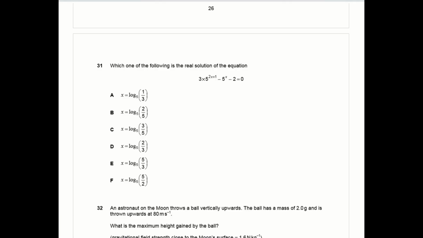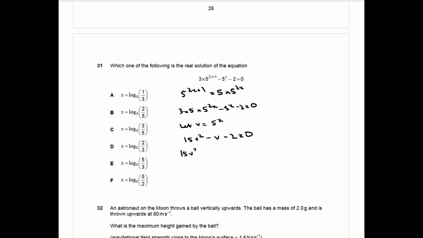For question 31, you want to manipulate the equation to get it into a hidden quadratic form, which you can then solve. So 5 to the 2x plus 1 is 5 times 5 to the 2x. So you end up with 15 times 5 to the 2x minus 5 to the x minus 2 is equal to 0. And you can write 5 to the x as a variable v. So you get a quadratic in the form 15v squared minus v minus 2 is equal to 0. Now v is either 2 over 5 or minus a third. And you know that for a real solution, 5 to the x must be positive. So 5 to the x must be 2/5, which means that x must be log base 5 of 2/5.